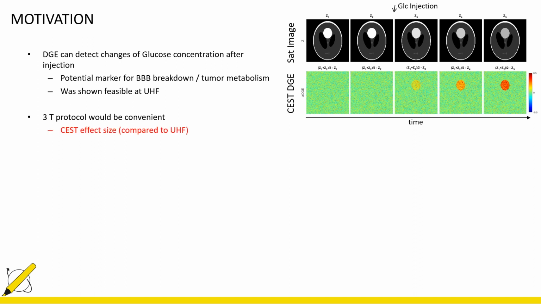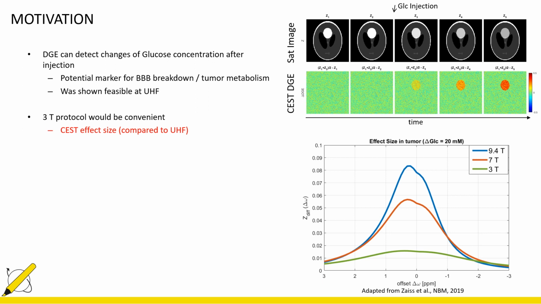First of all, the CEST effect size is much smaller compared to ultra-high field. As you can see here, it drops massively when we go from 9.4T, for example, to 3T. Second, of course, the SNR is lower. And third, no matter if it's ultra-high field or not, we always have motion and B0 inhomogeneity-induced artifacts.